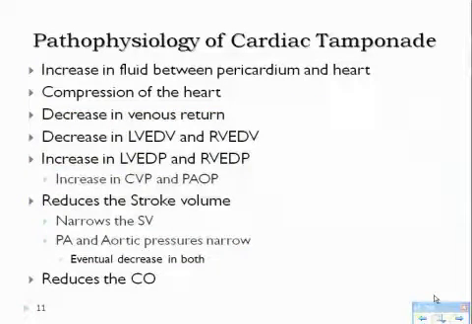The pathophysiology of cardiac tamponade is an increase in fluid between the pericardium and the heart. You get external compression on the heart, which decreases your venous return. This leads to a decrease in left ventricular end diastolic volume and a decrease in right ventricular end diastolic volume. Here's what's really important. The volume is dropping in the heart, but the intrapericardial pressure is increasing. So your right ventricular end diastolic pressure and your left ventricular end diastolic pressure are both increasing. You see a greater increase in the right because it's more compliant in comparison to the left. So the right heart gets impacted more by tamponade initially than the left.